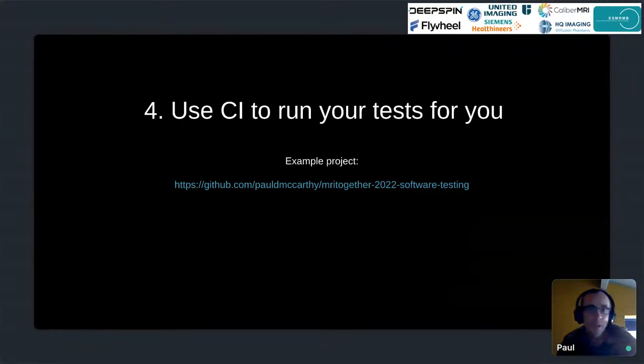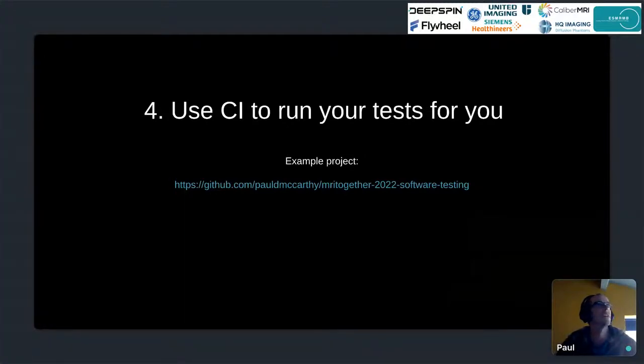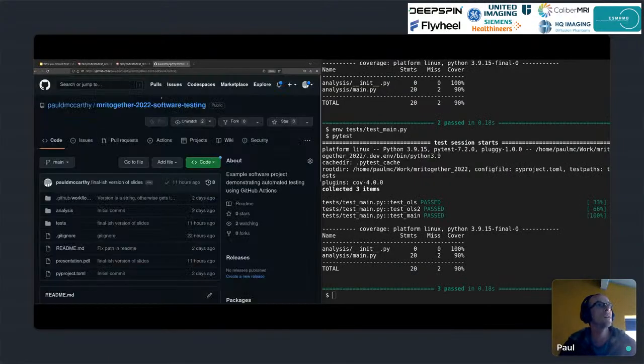I've set up an example project on GitHub, which contains the OLS code and associated tests that I've been presenting. You're welcome to go and have a look at this in your own time. I've set it up using GitHub Actions so that whenever I push changes, I have these unit tests run automatically. This was demonstrated in the previous two talks, so I'm not sure if there's any point in going over it again. But I'll bring up the repository quickly here.